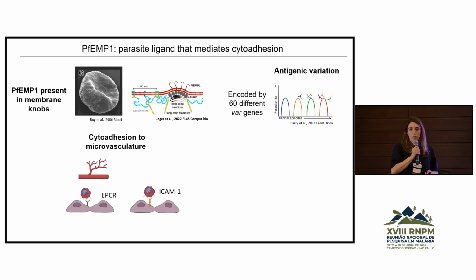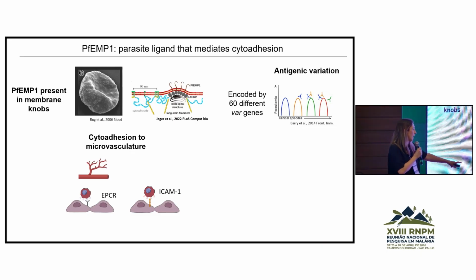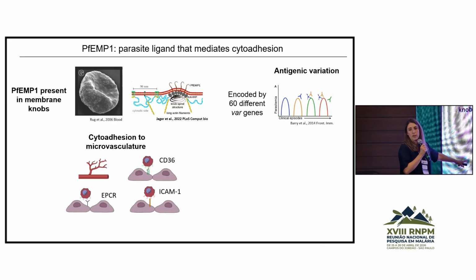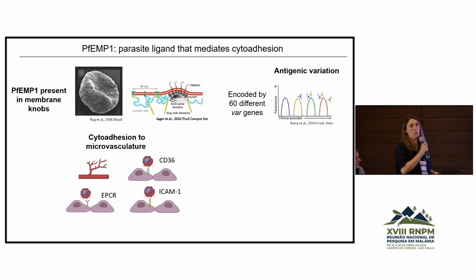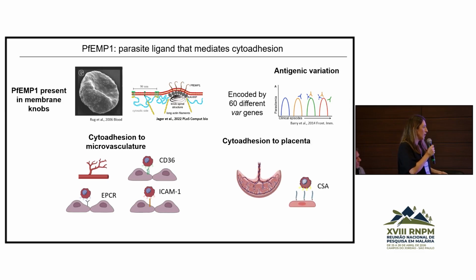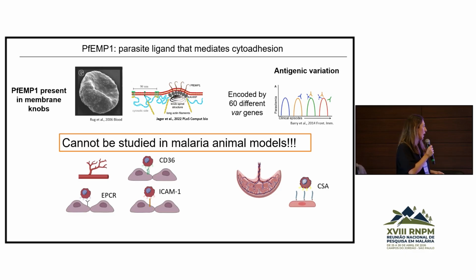But we know a few things about PfEMP1. We know that it mediates this cytoadhesion to the microvessels, mostly through these two receptors, EPCR and ICAM1. It can also bind to CD36, but CD36 has been associated with uncomplicated malaria, and EPCR and ICAM1 with cerebral or severe malaria. There's also a different variant that I'm not going to talk about today, which is VAR2CSA, which binds to the placenta, causing placental malaria. And as I've mentioned, this cannot be studied in rodent malaria animals because Plasmodium berghei does not have PfEMP1, so it does not have sequestration in the brain.